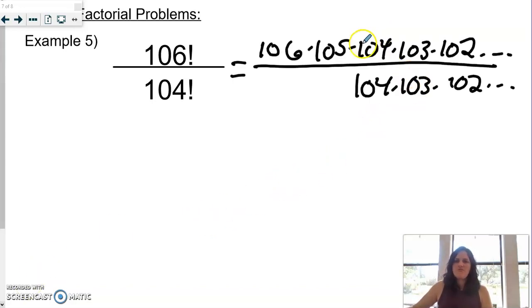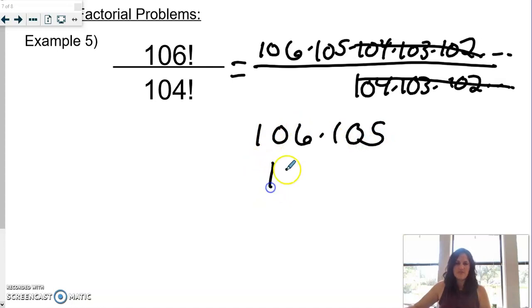Okay, so essentially everything from 104 down on the top and the bottom cancel, 104, 103, 102, all the way down to 1, and the only thing that you have left is 106 times 105 on the top, which is 11,130.